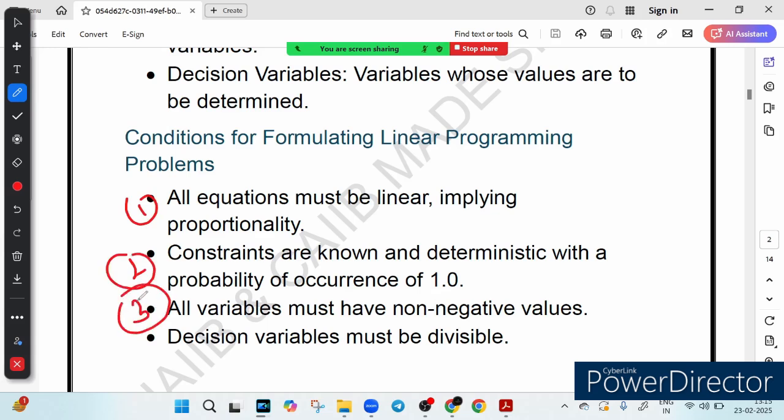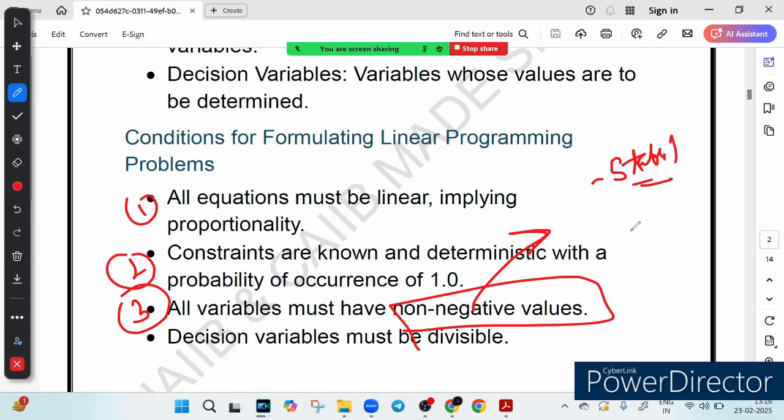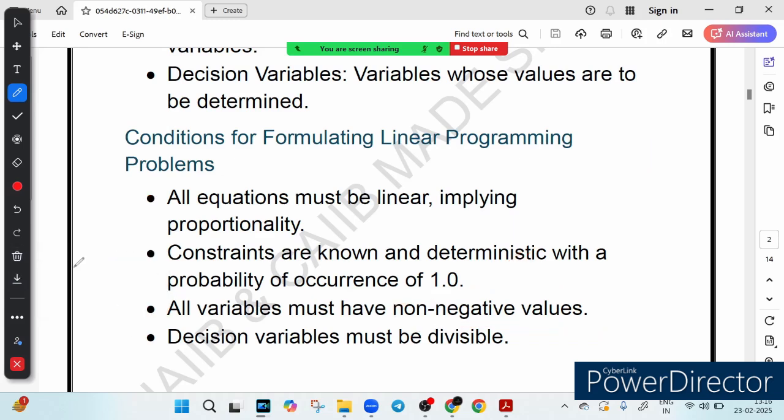And the third condition is that all variables must be non-negative. What does it mean? Try to understand. It means no negative production. Suppose a factory produces tables and chairs. Can the factory make -5 tables? Tell me, can the factory make -5 tables? Nope. So production, money, resources cannot be negative. In linear programming, all decision variables must be 0 or positive. Just now I have told you three things that matter.